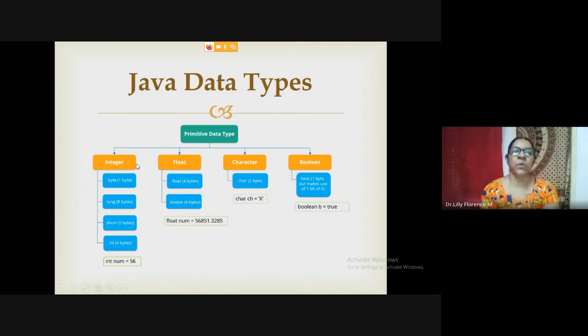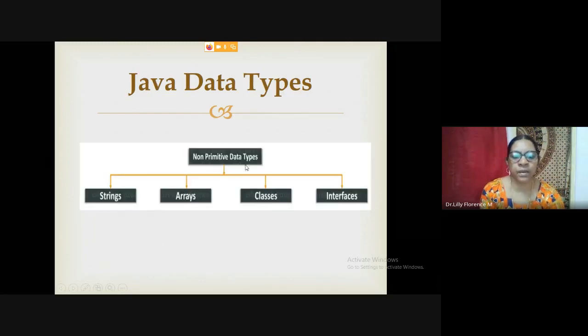All these data types are called primitive data types since they can hold only one value. See here, int num. Num is a variable which is of type integer and the value is 56. So at any point of time, we can store only one value in the variable num. So that is primitive data type. And the next data type is non-primitive data types. Non-primitive data types are strings, arrays, classes, interfaces, and objects. These all come under non-primitive data type.